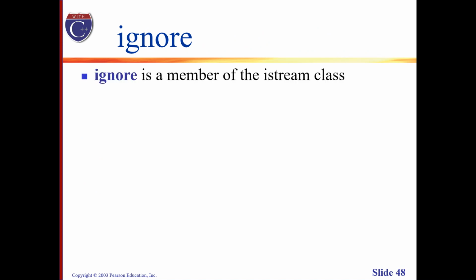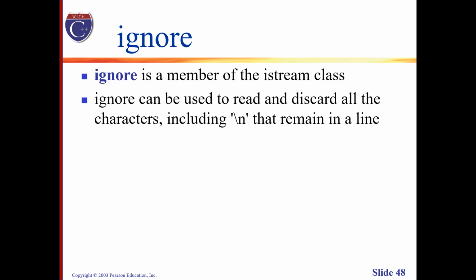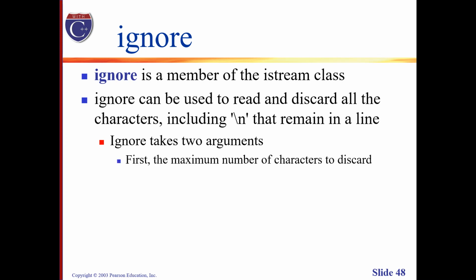We have another predefined function, ignore. Ignore is a member of the istream class. Ignore can be used to read and discard all the characters, including the newline characters that remain in a line. The function ignore takes two arguments. First, the maximum number of characters to discard. Second, the character that stops reading and discarding.